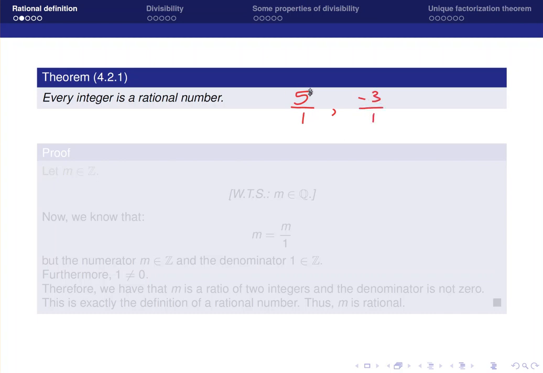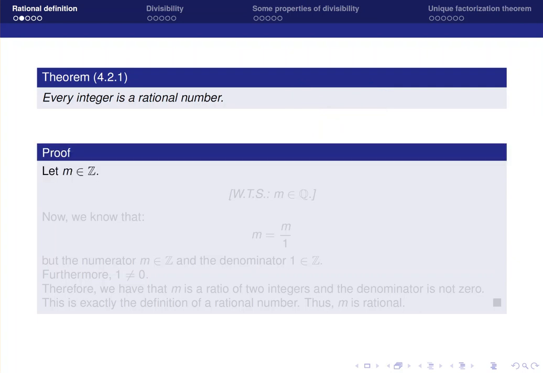As you can see in both examples, the numerator and the denominator are always integers, and the denominator is not equal to 0. So that makes it exactly the definition of a rational number. So that means that those numbers are rational. So to do the proof, we're going to start with a number that is an integer, just like I started with 5 and negative 3. And I want to show that that number is rational.